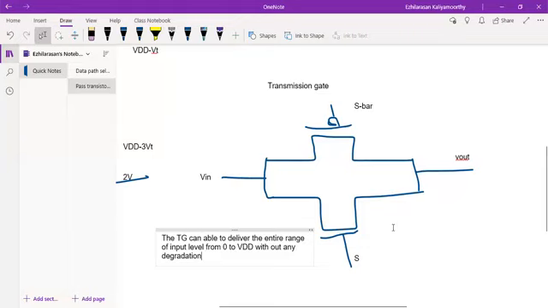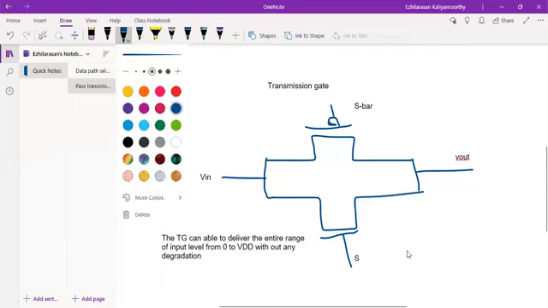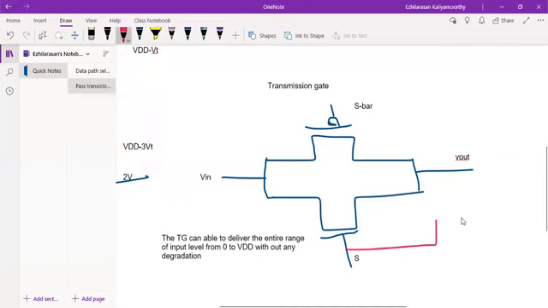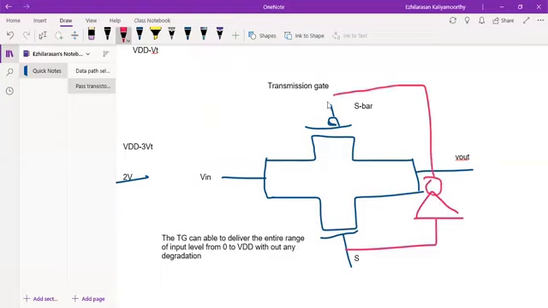But what will be the disadvantage? The area is more actually. The reason is here we have 2 transistors, PMOS and NMOS. It is also a CMOS, right? But one more transistor is required, where there is a control signal from S to S bar. From S you have to connect one inverter, and this output is connected to S bar. So the additional transistor we need for S to S bar will give more area.